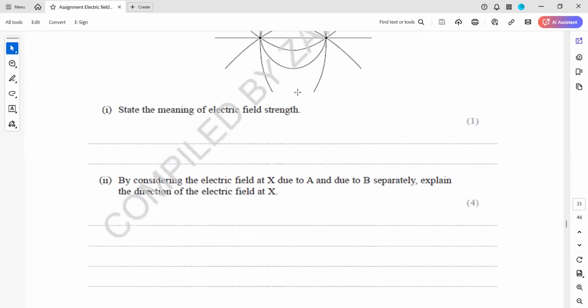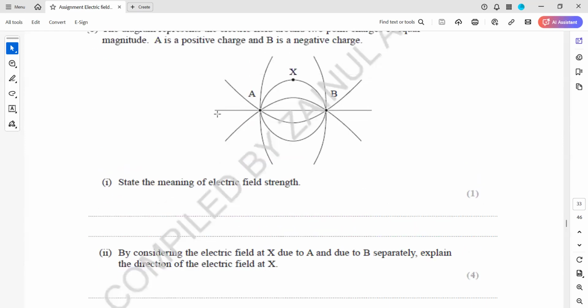By considering the electric field at X due to A and due to B, explain the direction of the electric field at X. A is a positive charge, and B is a negative charge. So the direction of the electric field is out from positive and into negative. If we draw this, you can see it is out from A, away from A, and into B.